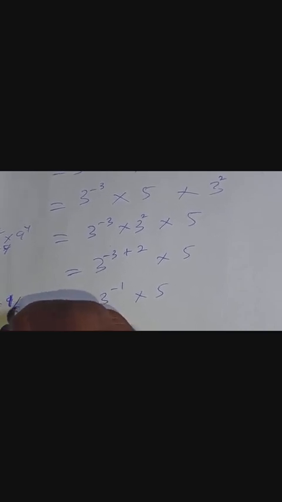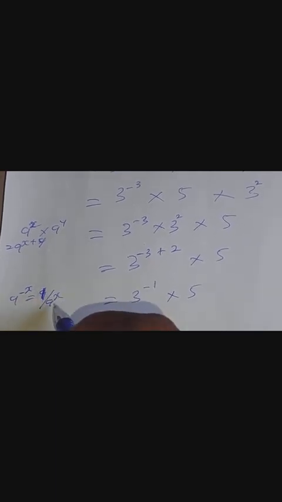And then finally, to arrive at the final answer, that's 3 raised to the power minus 1 times 5. Remember, one of the laws we've done also states that a raised to the power minus x is equal to 1 over a raised to the power x. To take away this minus sign, I just take the reciprocal of it as 1 over a raised to the power x. That's what it means. So in that case, here we're having 3 raised to the power minus 1. It means that it is 1 over 3 raised to the power 1.